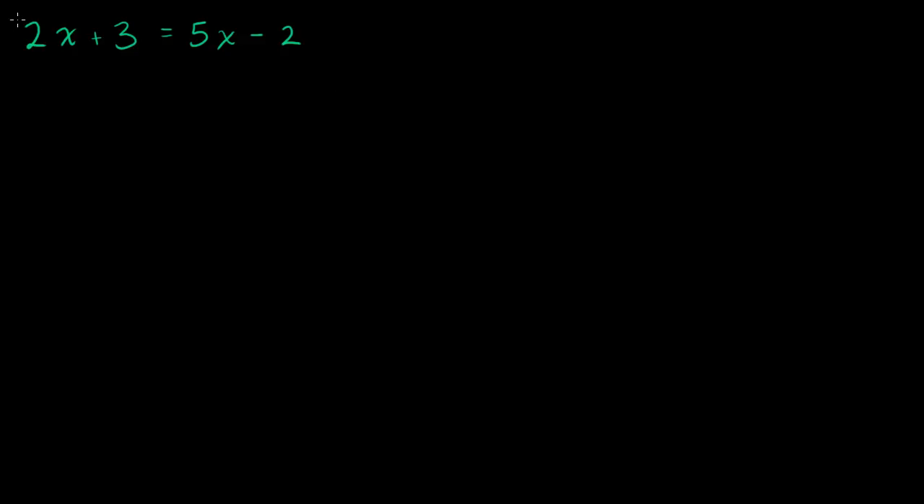So let's visualize it. We have 2x right here on the left-hand side. So that's x plus x. And then you have plus 3. So that's equivalent to plus 1, plus 1, plus 1. That's the same thing as 3. I could have drawn 3 circles here as well. And then that is equal to 5x's. So 1, 2, 3, 4, 5.